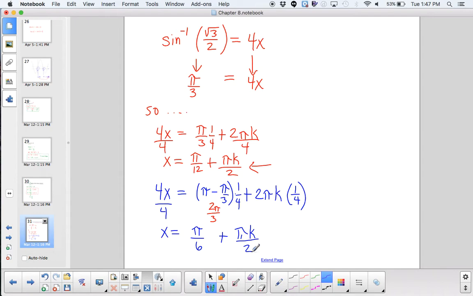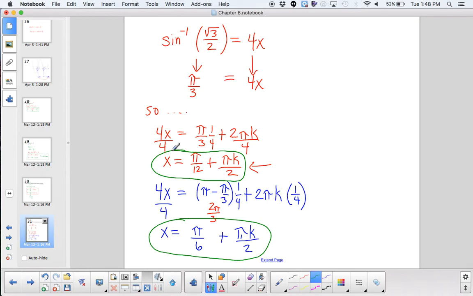Okay, and so we have our two equations, our two final equations for solutions, which would be here and here.